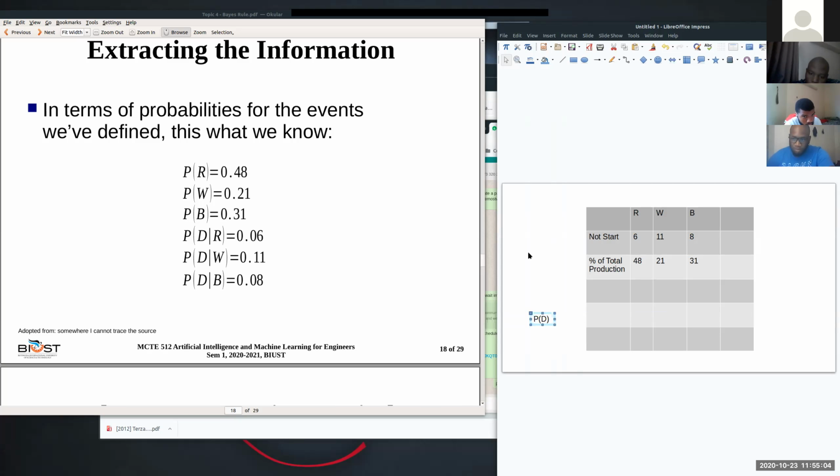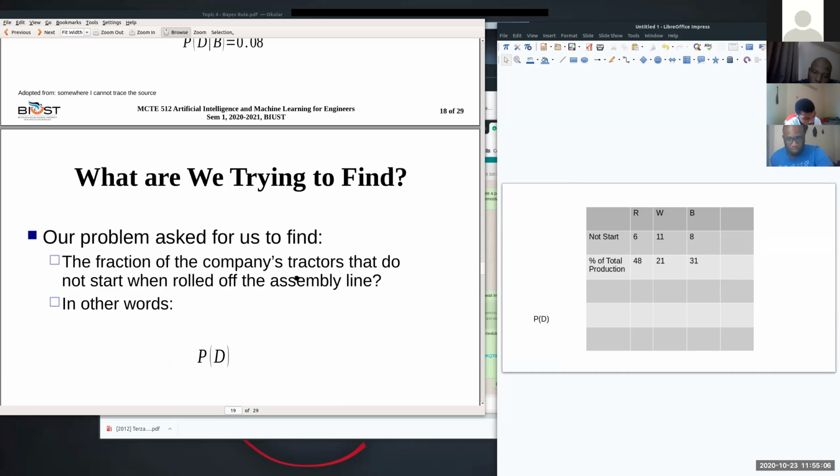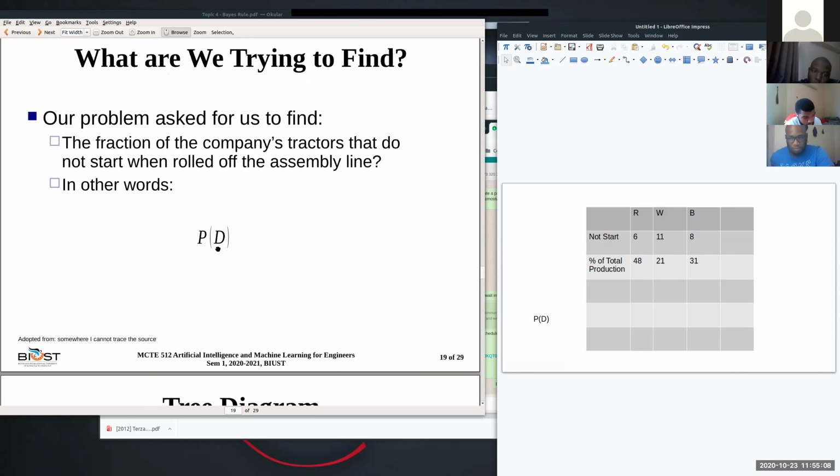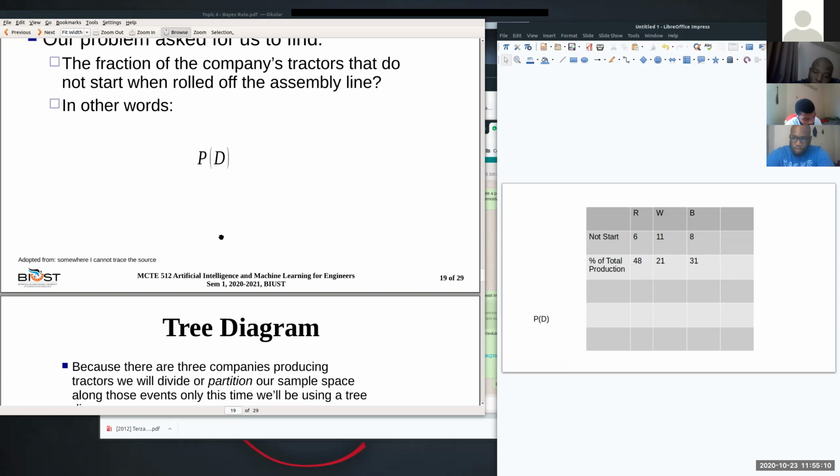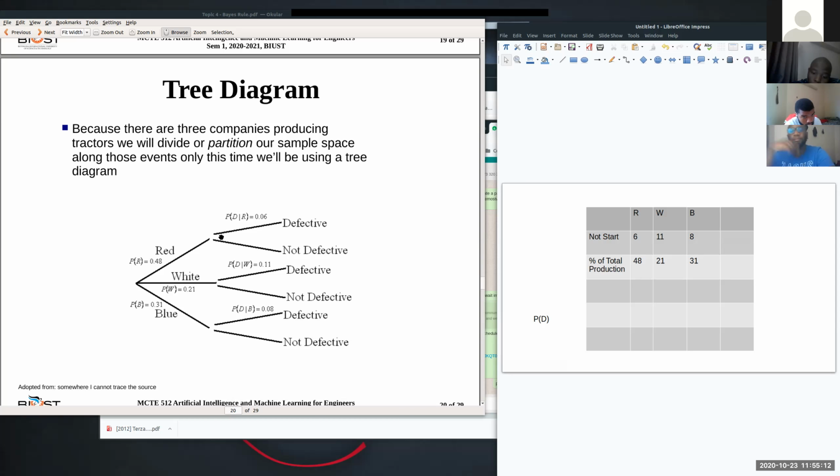Okay, because that's absolute already. Okay, so now what are you trying to find? Yeah, the probability that the tractor is defective. Okay, so this is a tree diagram. So now we'll go back to decision trees. But what we are showing here is that it can be a decision tree. You can draw it as a decision tree. You can also draw it using Bayes rule.